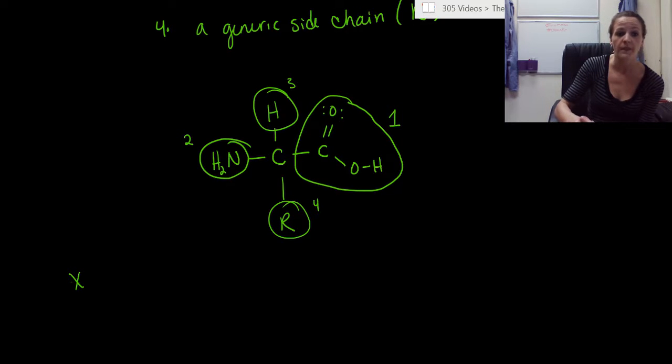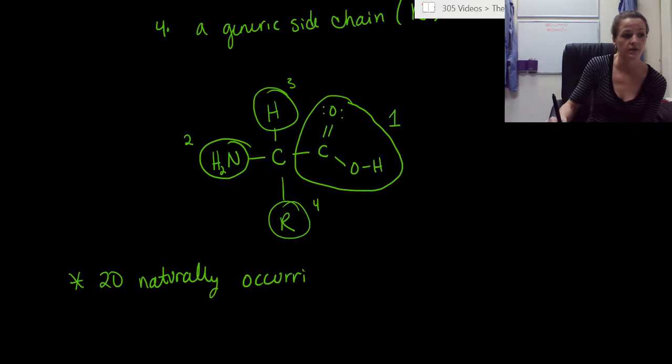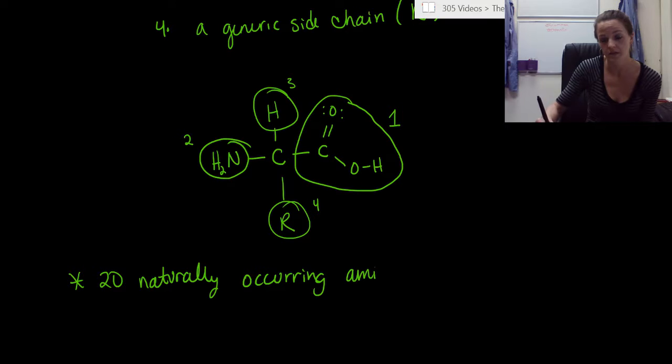Now just so you know, there are 20 naturally occurring amino acids.